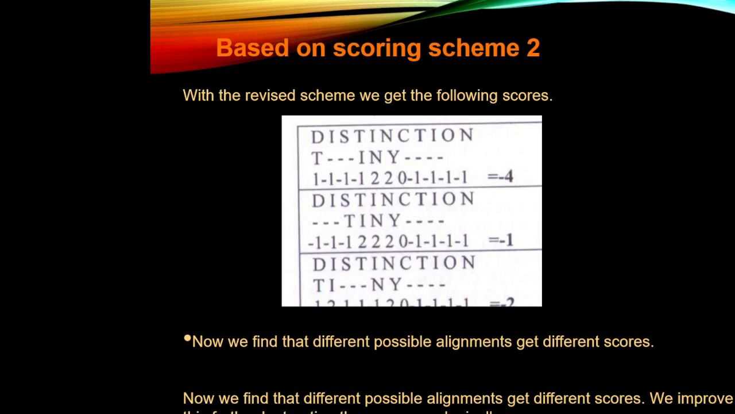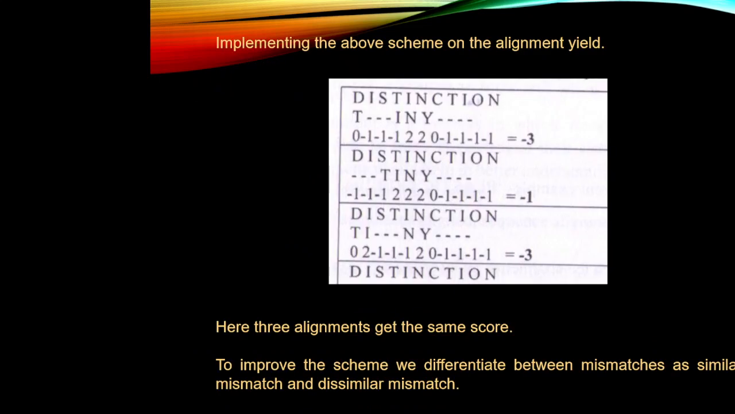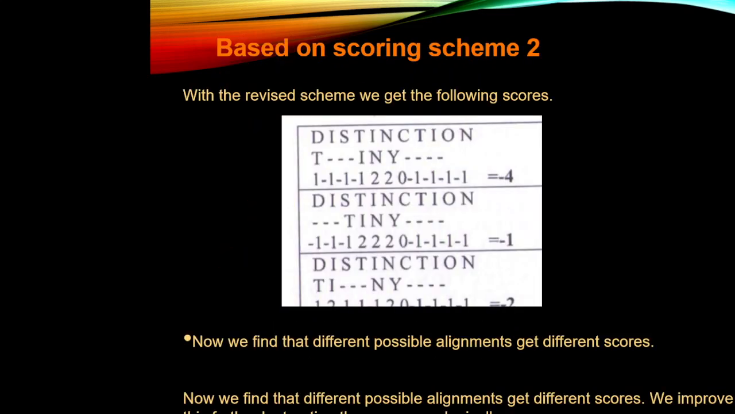So by trying the second scoring scheme, for the first alignment we are getting -4, for the second one we are getting -1, and for the third we are getting -2. So here also we find that the second alignment, which is showing -1, may be the best alignment. In the first scoring scheme also we found the second alignment as the best alignment. So implementing the second rule, we find that the second alignment is the best alignment.